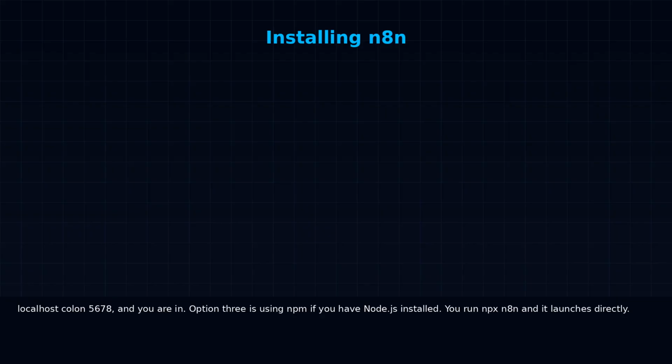Option 3 is using npm if you have Node.js installed. You run npx n8n and it launches directly. This is the quickest way to try it out, though for production use, Docker is more reliable. For this tutorial, I am going to assume you are running n8n locally, either through Docker or npm. The interface is identical regardless of how you install it.